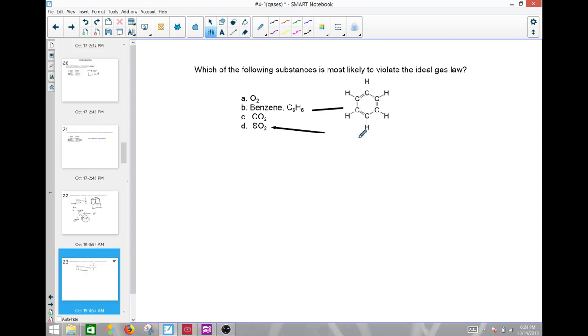Just a quick little picture of benzene. No dipole and highly symmetrical.